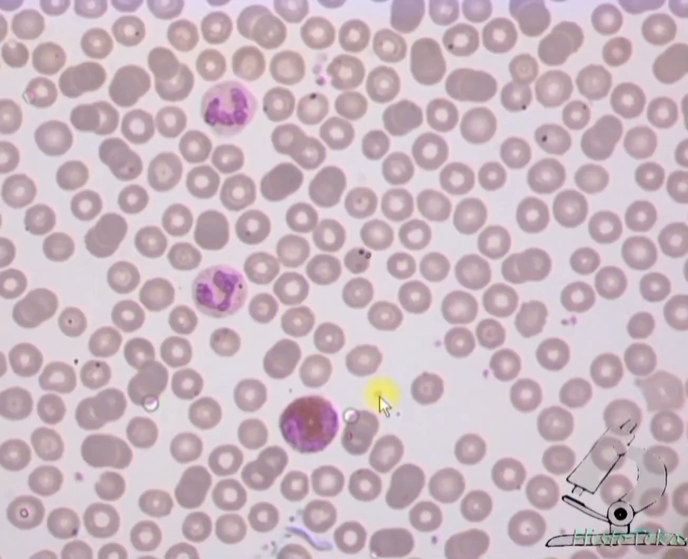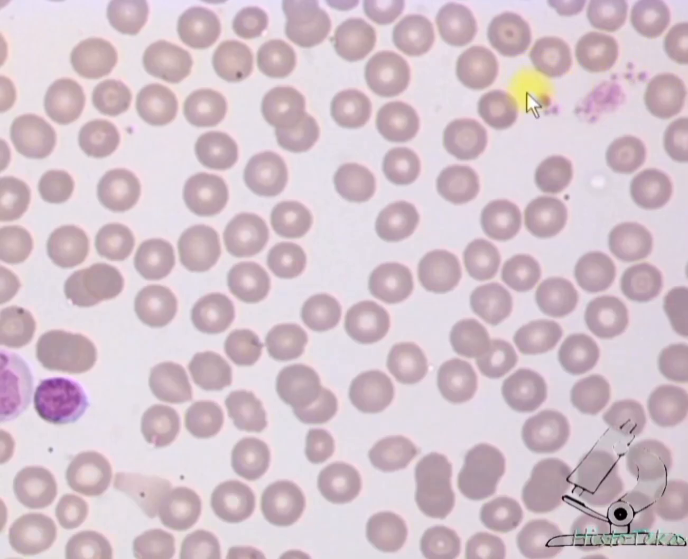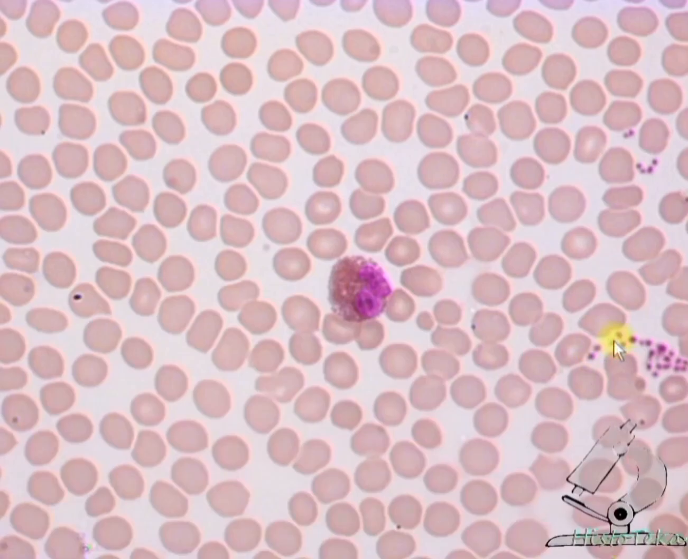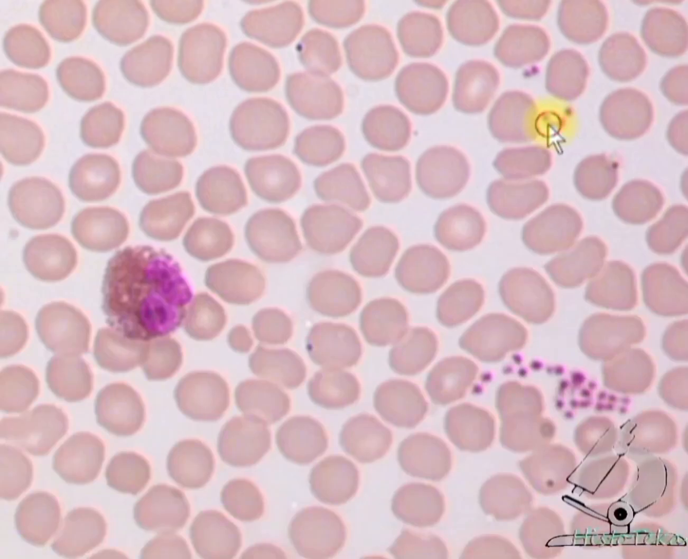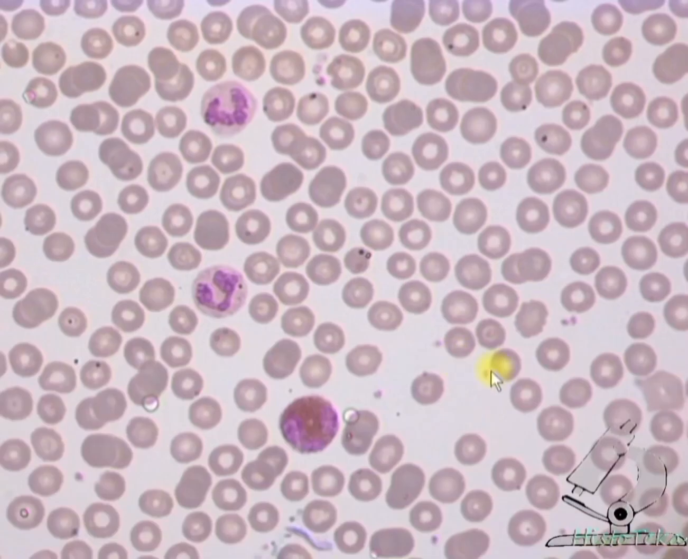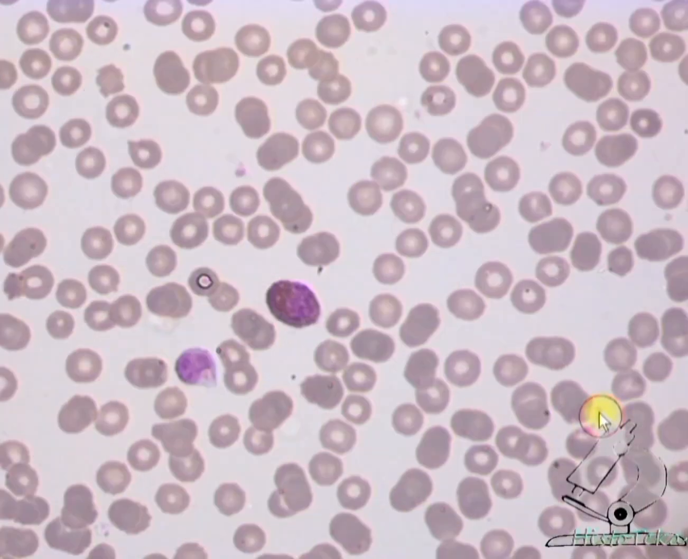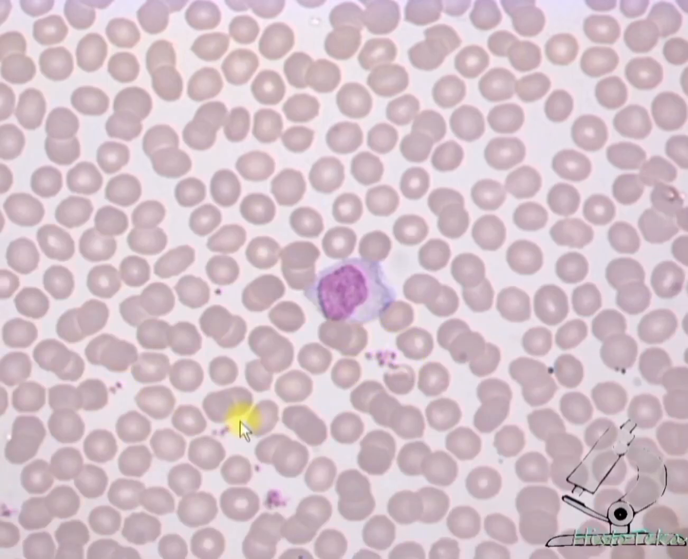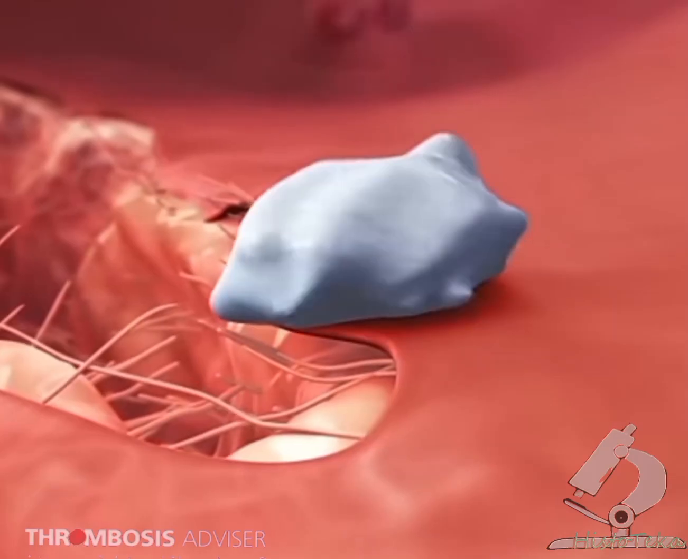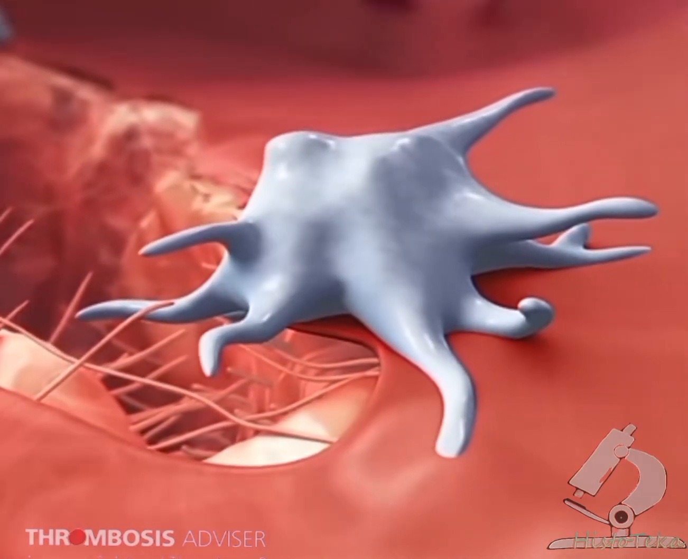In the smear, these are small, basophilically colored elements and look like dots. They are located more often in groups, but they can also be alone. This is how they look under light microscopy. Platelets are involved in the formation of a blood clot.